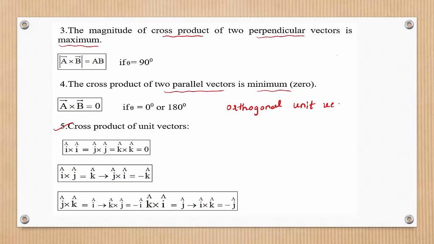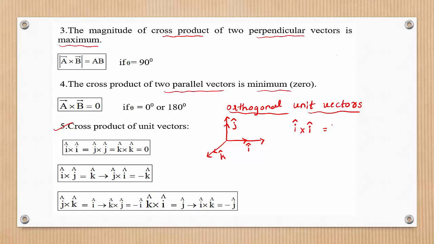Orthogonal unit vectors in dot product, we also studied. Likewise, we can study them for cross product. Orthogonal means all these three vectors are mutually perpendicular. So we can take the x-axis, y-axis, and this is the z-axis. For the x-axis we can consider unit vector i cap, for the y-axis j cap, and here we can consider k cap. These are orthogonal unit vectors. i cap, j cap and k cap are the unit vectors represented along the x, y and z axes. Now I want to find the value of i cross i.